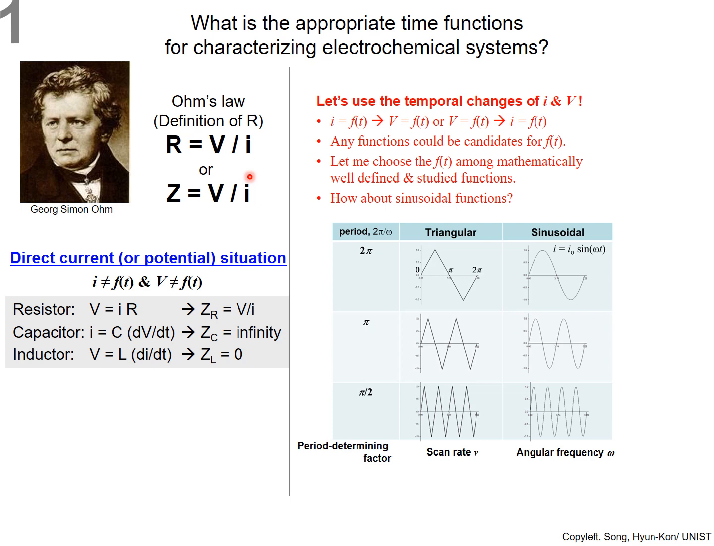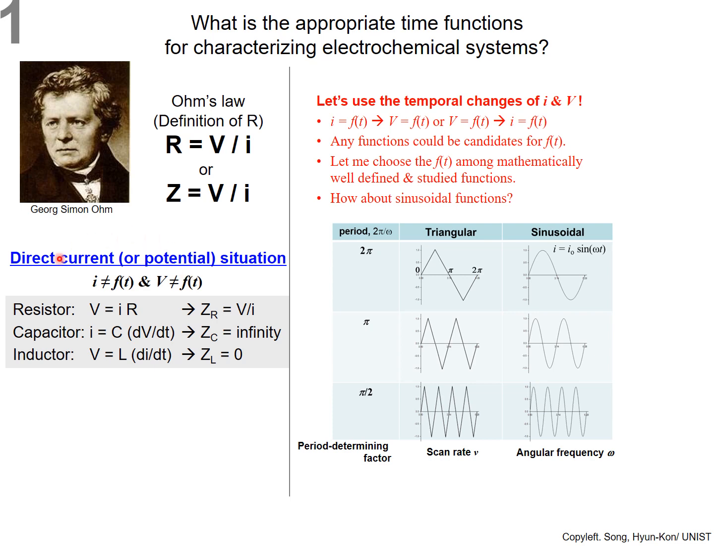Then let me think about the steady state situation, or let me think about applying some constant potential and current to the system for the resistor, capacitor, and inductor. This situation could be called direct current, or DC, or direct potential, which means current is not a function of time and voltage is not a function of time. So, steady state.